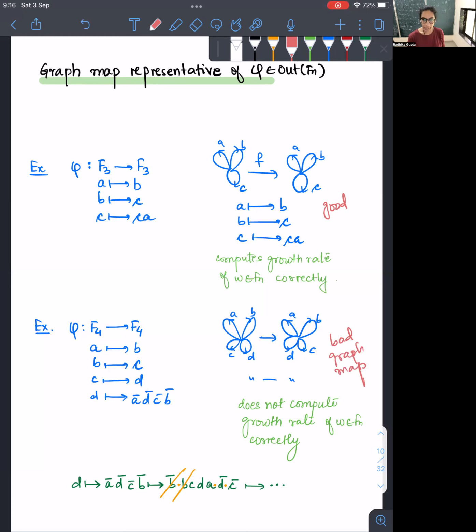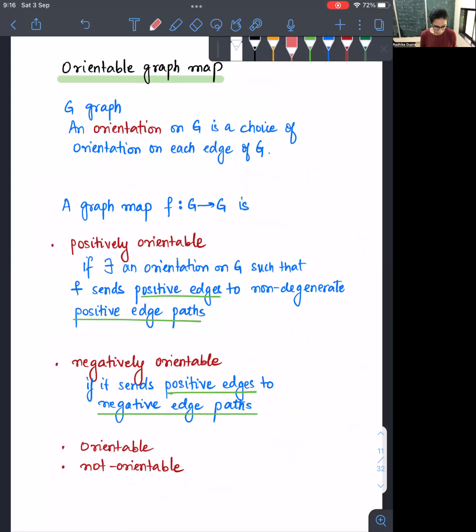And the good graph maps are exactly the train track graph maps. So the whole machinery of train track graph maps is to start with a bad graph map, but do some moves and get a good graph map. So then you can still study your automorphism by these graph maps and linear algebra and so on. Okay, so I've told you what is a graph map representative of an automorphism. You can always write a graph map automorphism, whether it's good or not, and then you have to do some hard work. Now let's see what is an orientable graph map.